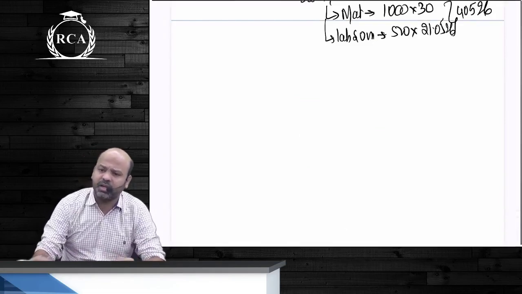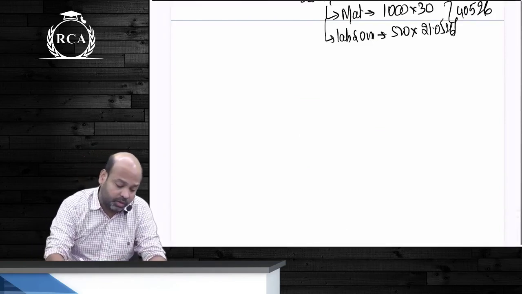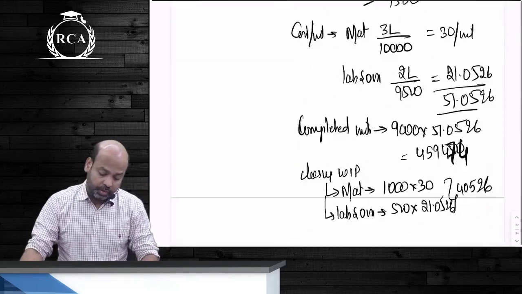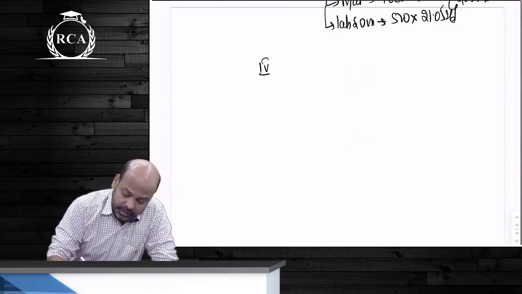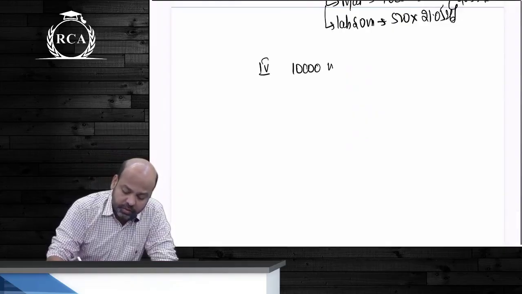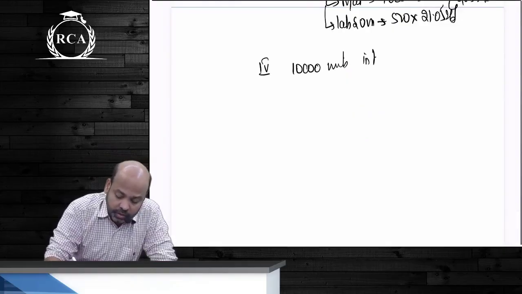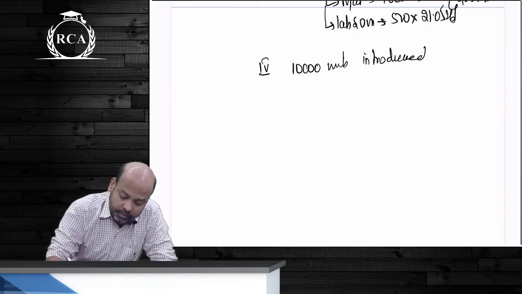Are we clear? Now what if there is normal loss, beta? एक second. So what if there is normal loss, beta? Let's say, guys, 10,000 units introduced. There's a normal loss of 500 units.